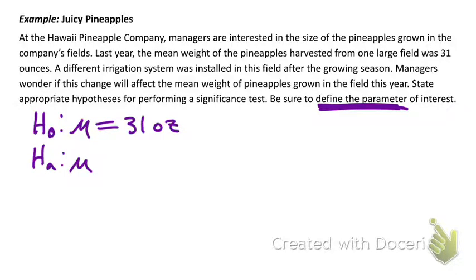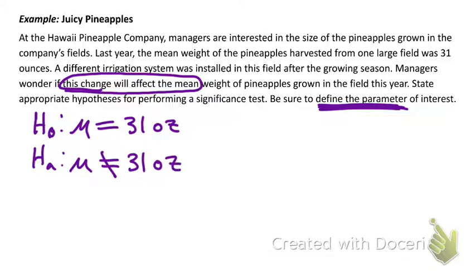But this year, we have a new irrigation system, and we want to know if this will change and affect the mean. Does it say that we hope that the irrigation system gives us bigger pineapples? No. Does it say that we're worried it's going to give us smaller pineapples? No. It just says we're wondering if it's going to change the pineapples. So our alternative is that the mean is different, not equal to 31 ounces.